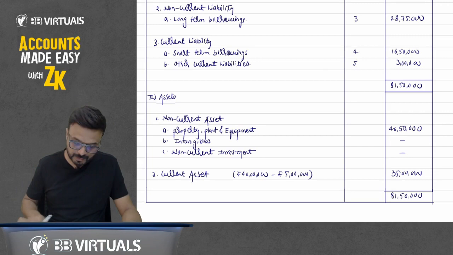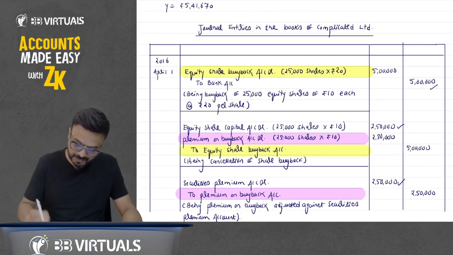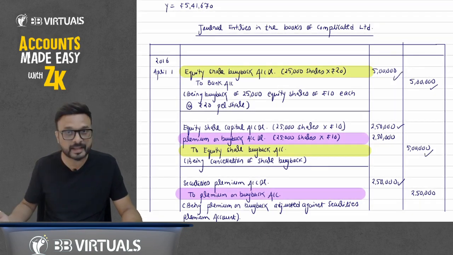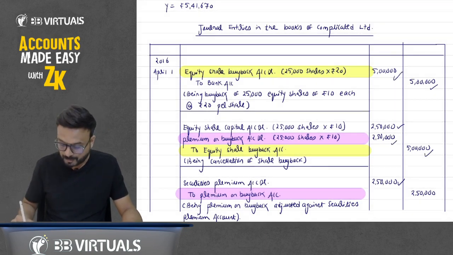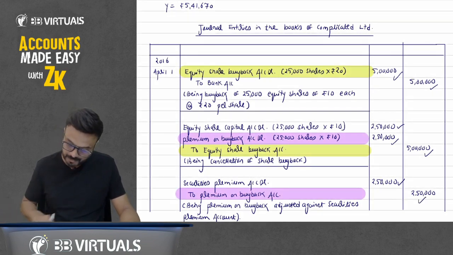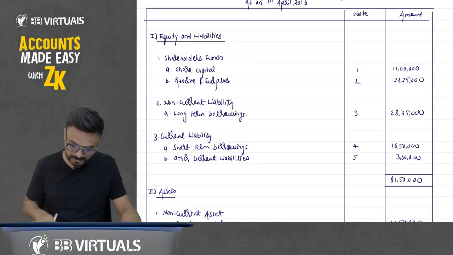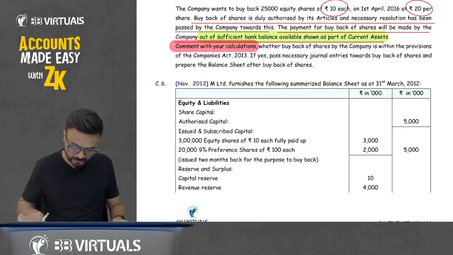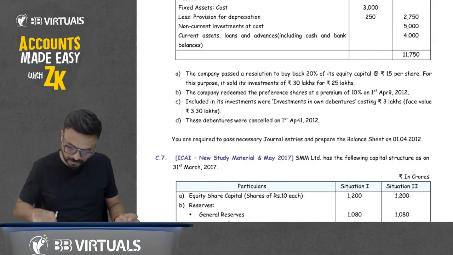Now in the general entry that you have passed, you can see you have debited the equity share buyback account and then you have credited it. It gets cancelled. The premium on buyback you have debited by 2,50,000 and you have credited it. So all points we have considered. Okay, so this is question number 5. We have done with question number 5.